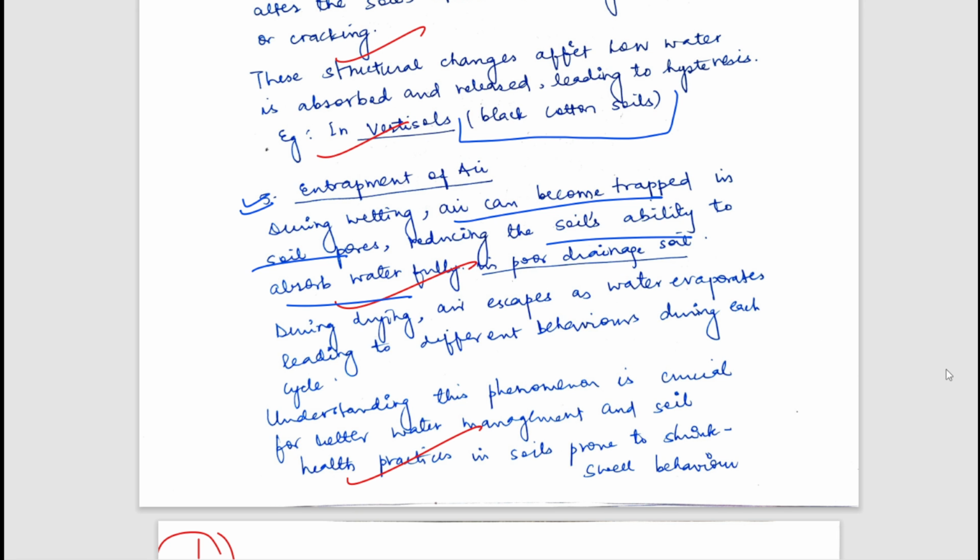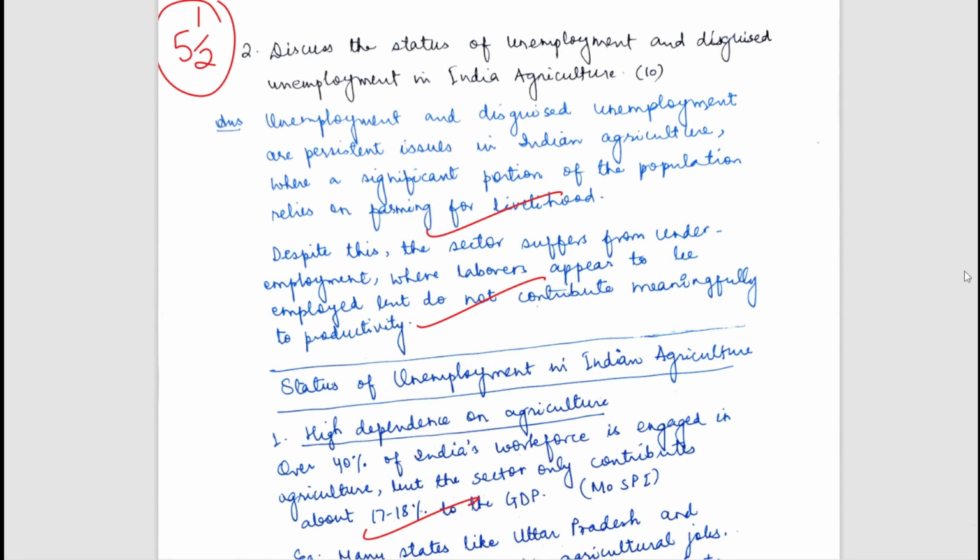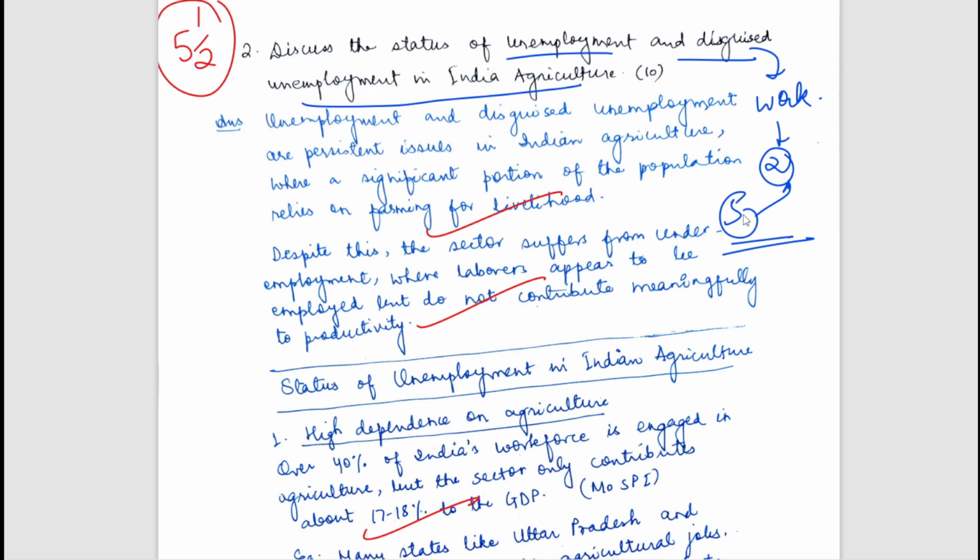Now let's move to the second question. The next question is: discuss the status of unemployment and disguised unemployment in India. We all know what unemployment is, and what disguised unemployment is. Suppose there is a work which can easily be done by two persons, but due to a huge number of manpower, that work is done by five persons. Here you can say these people are employed but not perfectly employed. For them the term used is disguised unemployment. These are common things in Indian agriculture.